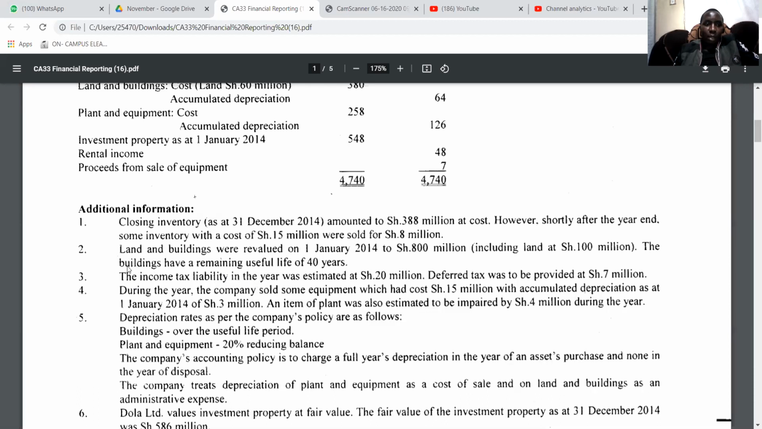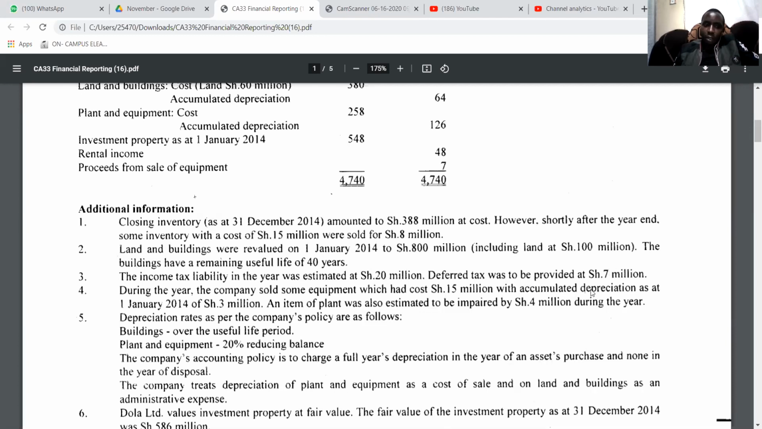So before I move to number 3, number 2 is concerning revaluation. So we have to check if there's a revaluation gain or loss on land and building. So what I will be computing in note 2 is all about determining the revaluation gain or loss. Number 3, the income tax liability in the year was estimated at 20 million. Deferred tax was to be provided at 7 million.